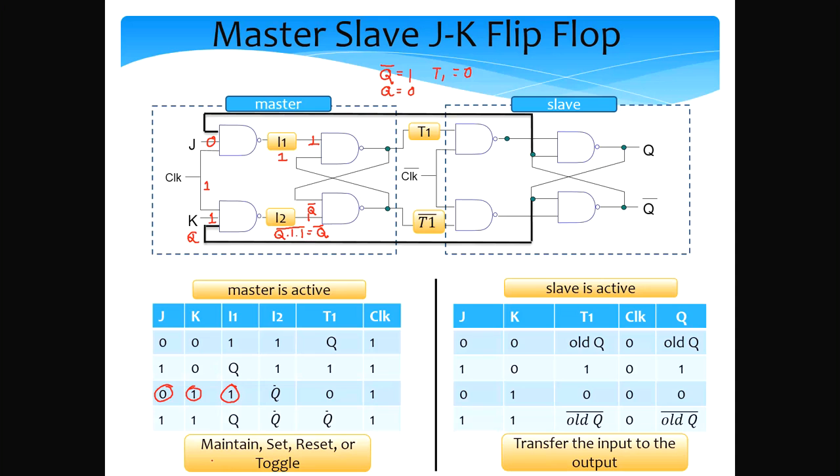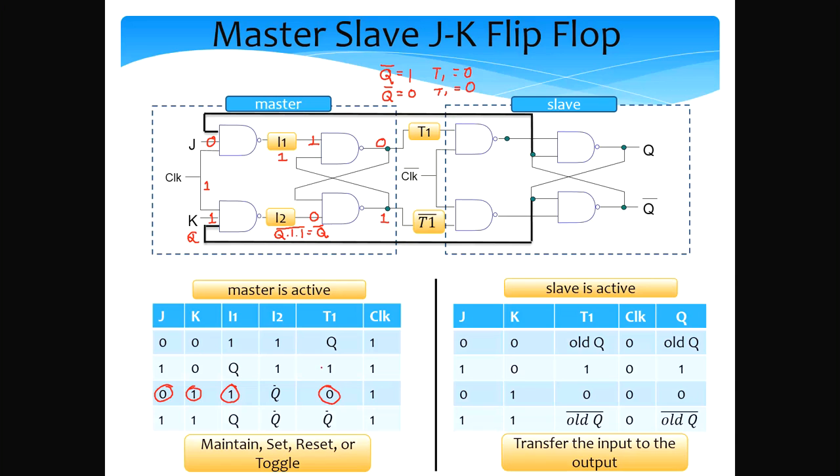Let us now consider the other case. Let me erase some of the temporary values, and let's consider when Q bar is equal to 0. If Q bar is equal to 0, then this particular point is 0, and so we can figure out the output of the AND gate, which is 1. So 1 and 1 here gives 0. We see that for both cases, irrespective of the value of Q, the value of T1 is 0 in this case. So we write 0.